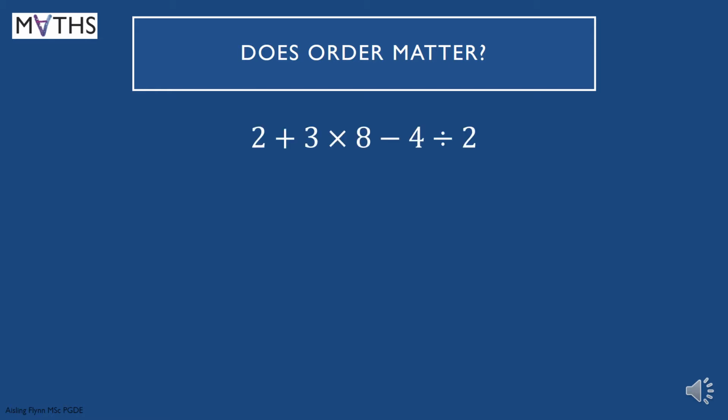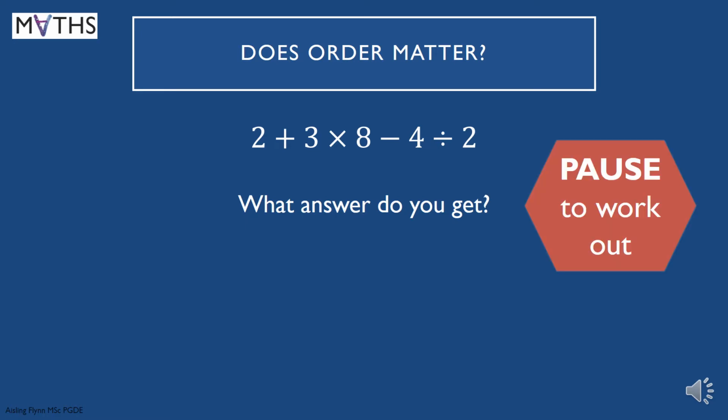Here's a problem, and I'm asking you to evaluate it. Work out the numbers, carry out the operations. Operations are adding, multiplying, or subtracting or dividing numbers, and find a single number that is the outcome. What answer do you get? I want you to take a pen and paper, pause the video, and work it out.